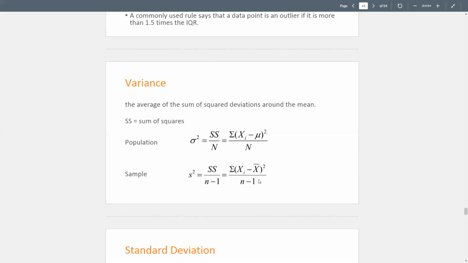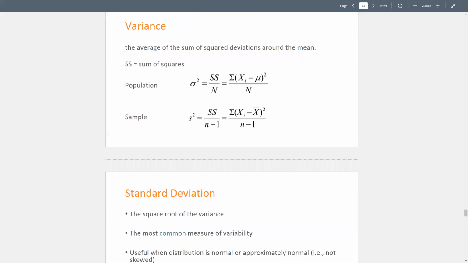There is a good discussion in the Gravetter and Wallnau book about why we divide by n minus 1. It basically makes a correction, because if we didn't divide by that in the sample, our variance would be overly biased. So this corrects for that bias, and you can read about that in the book.